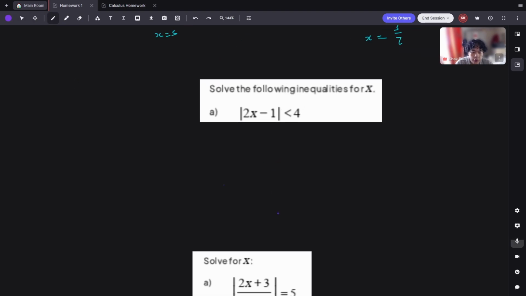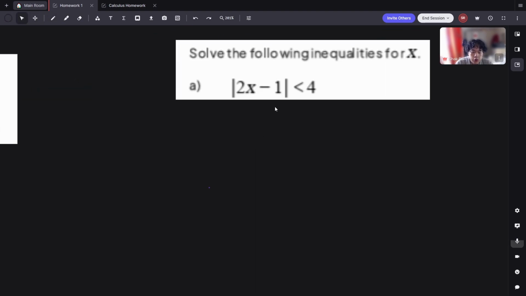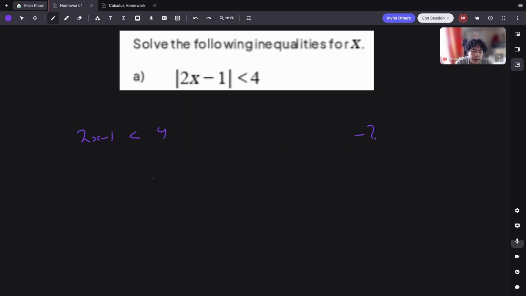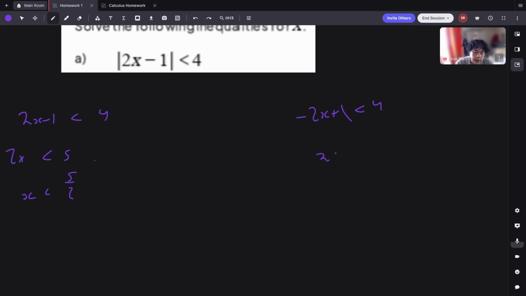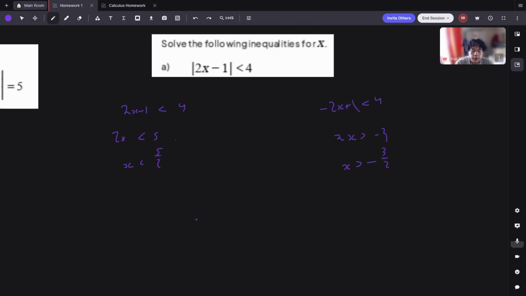So yeah, we need to solve the following inequalities for x. So the modulus of 2x minus 1 is less than 4. So we just do 2x minus 1 is less than 4. Do the 2 cases, and then minus 2x plus 1 less than 4. So 2x is less than 5, so x is less than 5 over 2. And this is 2x is greater than minus 3, so x is greater than minus 3 over 2. So the inequality is minus 3 over 2 is less than x, which is less than 5 over 2. So that's the region.